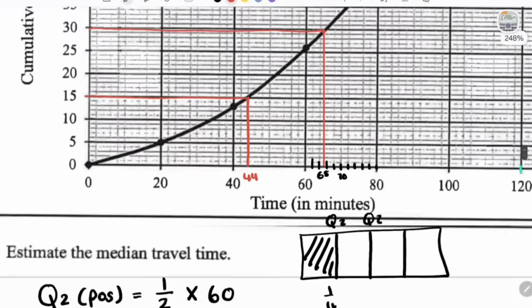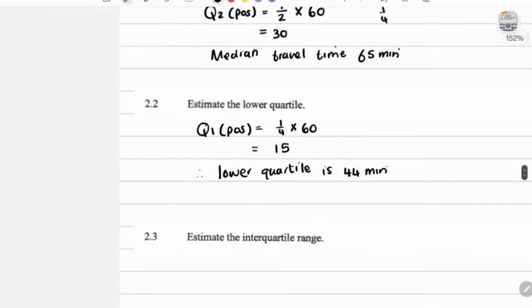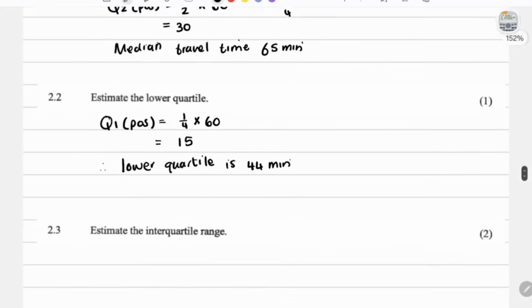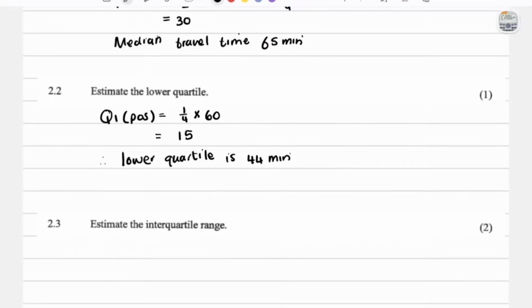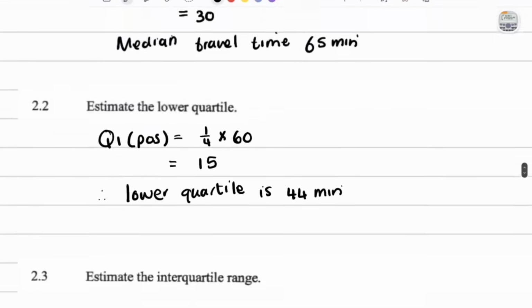Okay, so that is Q1. It is 44. So we're going to say, therefore, the lower quartile, okay, that is marked at 44 minutes. And there we go. Okay, so that is the answer to that question. Moving on to 2.3. So 2.3 says, estimate the interquartile range.